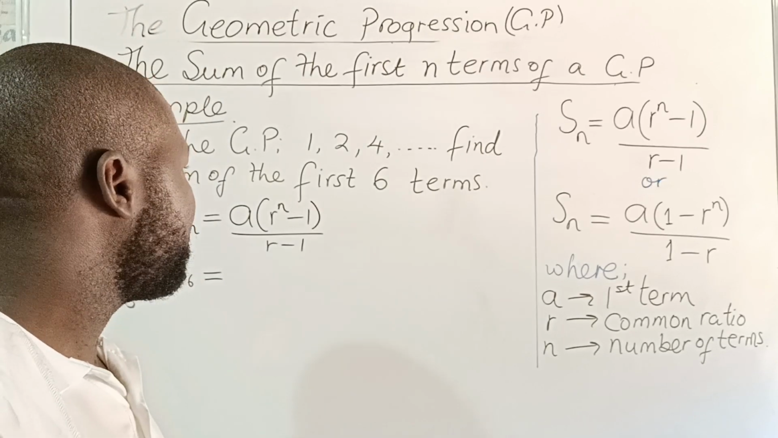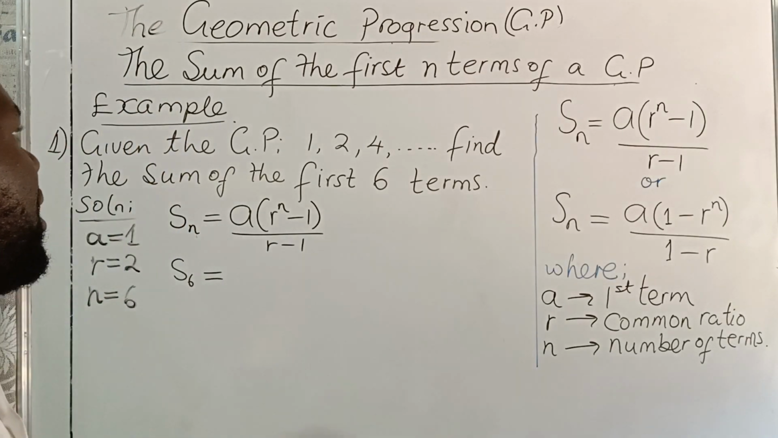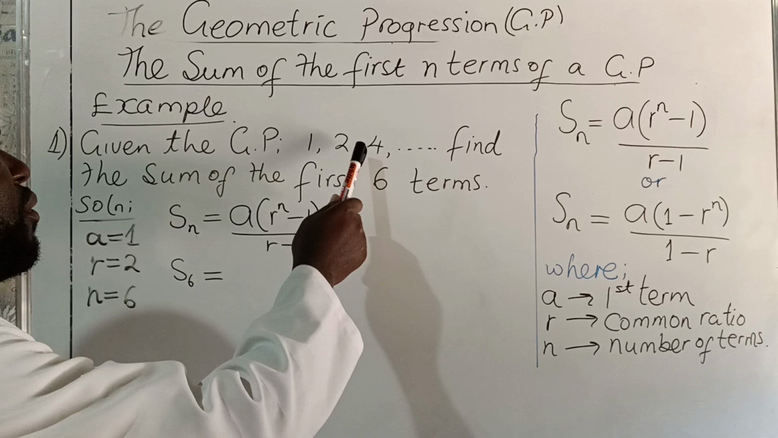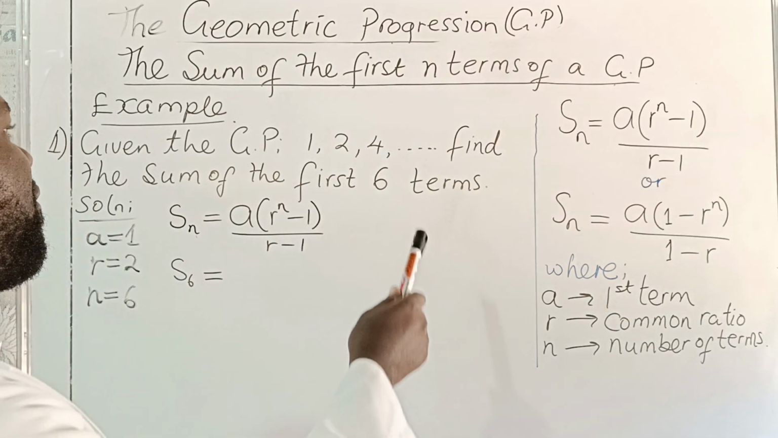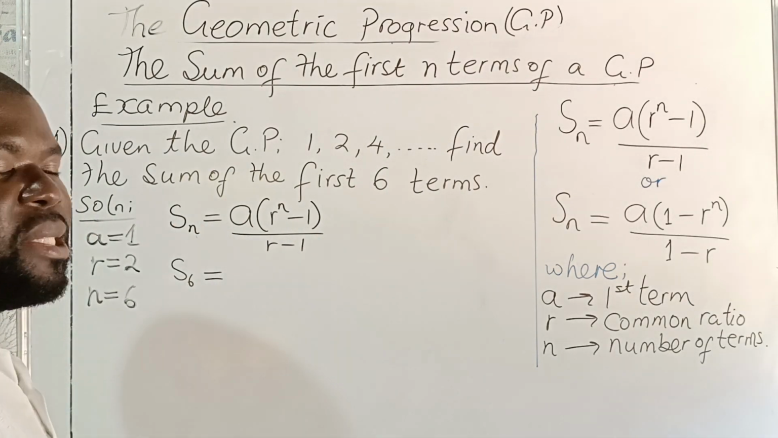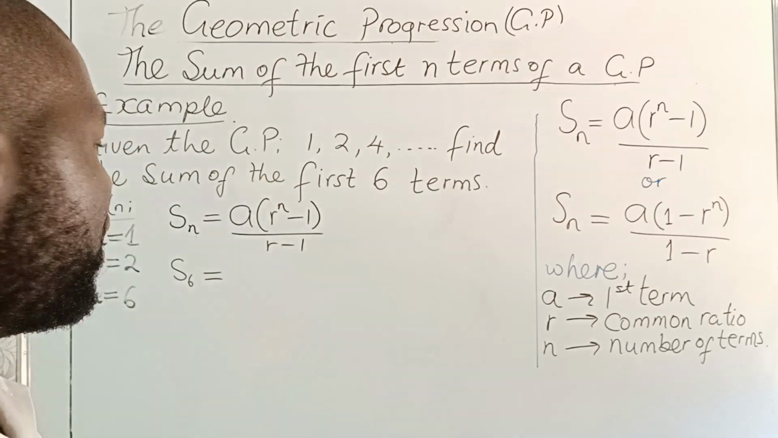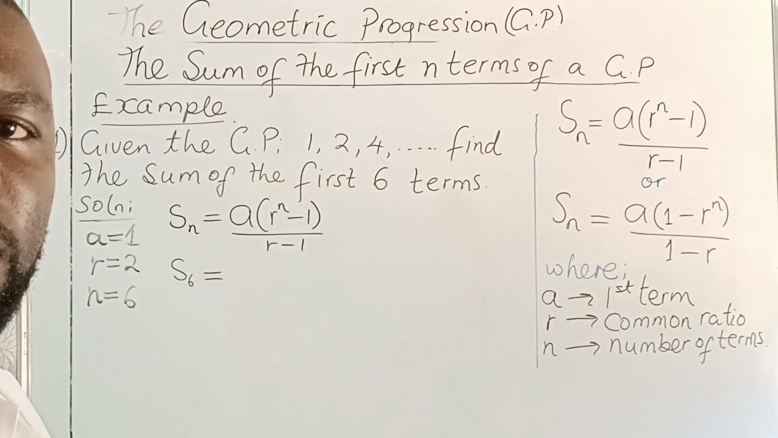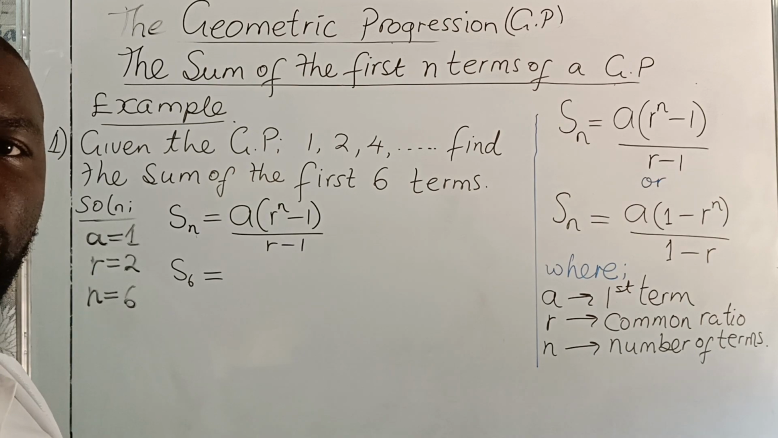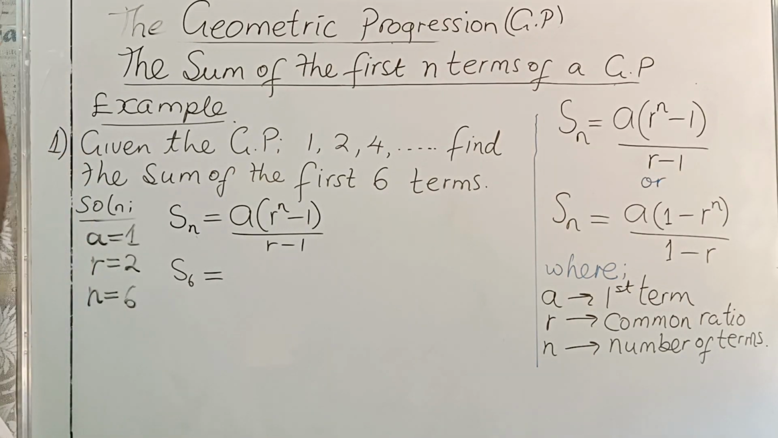So given the GP 1, 2, 4, find the sum of the first 6 terms. So we are asked to get the sum of the first 6 terms of the GP that we are given.